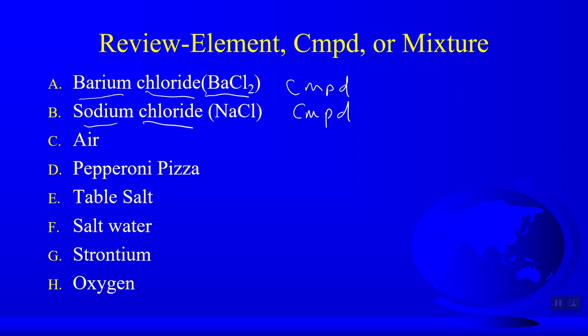For example, Google air, and air will tell you that it is a mixture of oxygen and nitrogen with some smaller amounts of other gases. So this is a mixture. Is it a hetero or homo? I would say it's homo because usually the oxygen and the nitrogen is evenly distributed. How about pepperoni pizza? Well, I can see the bread, the sauce, the cheese, the pepperonis. So this is a mixture, and it is hetero because you can tell the different parts.